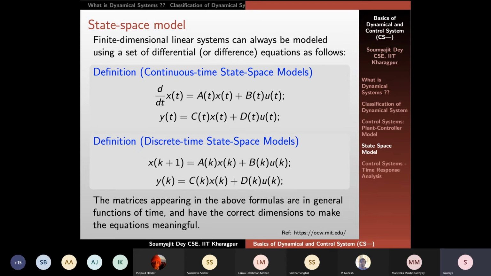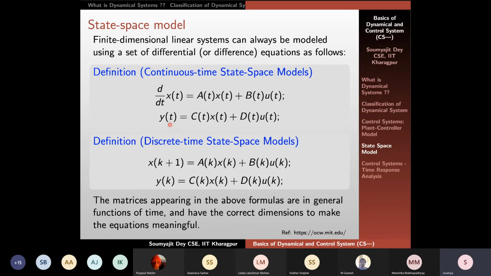For a system of equations giving the dynamics of the system, if it's in continuous time, we will try to write it always in this kind of form. Consider this x as a vector. Considering this x as a vector, we will write it in this form where on the left hand side we have the derivatives of x1, x2, x3 like that, and on the right hand side we have the x vector and the control input vector along with these matrices A, B.